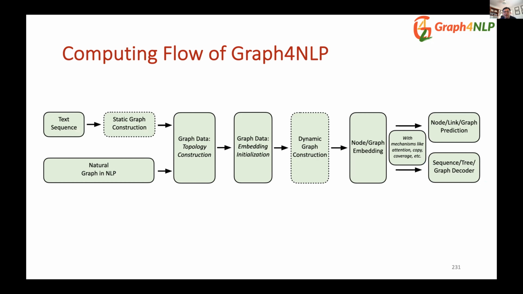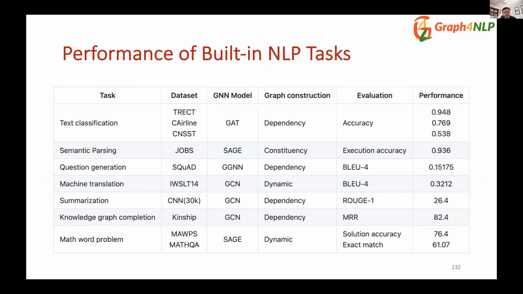Otherwise, that is optional. Then we send that to the graph embedding module to generate the graph node representation for each of the graph nodes. And then it depends on your task: graph level classification, node level classification, link prediction, or you can do the sequence or tree and graph decoder. Alternatively, if you have input already in graph format, then you can directly call the graph data topology construction module and then go through the following workflow.